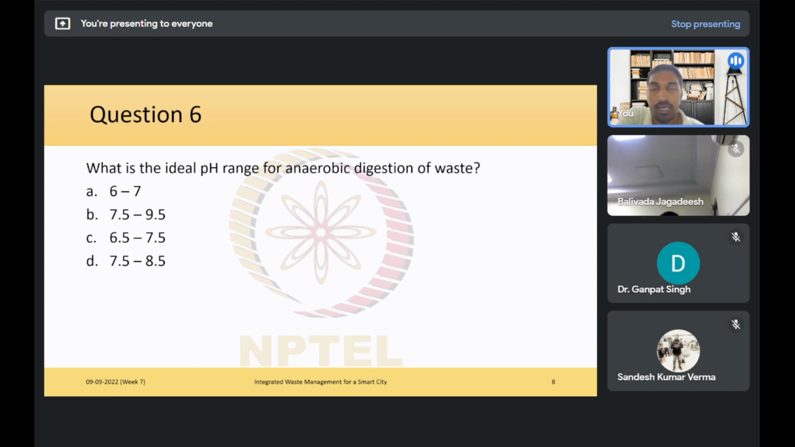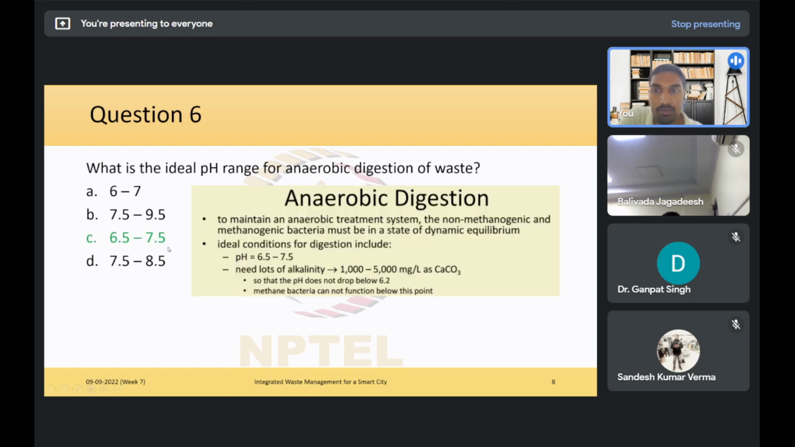Therefore, we need a balance between these two, and therefore there is an ideal range which is better for this whole anaerobic digestion process. So that range is actually 6.5 to 7.5, which is option C. Right. So we saw this. So the ideal condition is 6.5 to 7.5. When it drops below 6.2, it is not favorable for the methanogenic bacteria. Therefore, we should make sure that it's between 6.5 and 7.5, right? Because of these different types of bacteria, the pH needs to be ideal so that everything works perfectly.